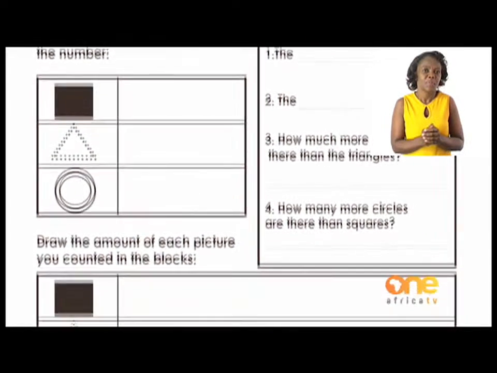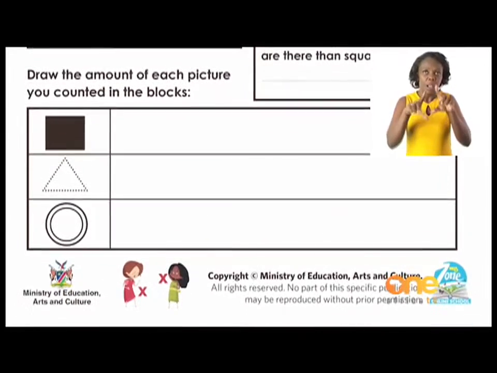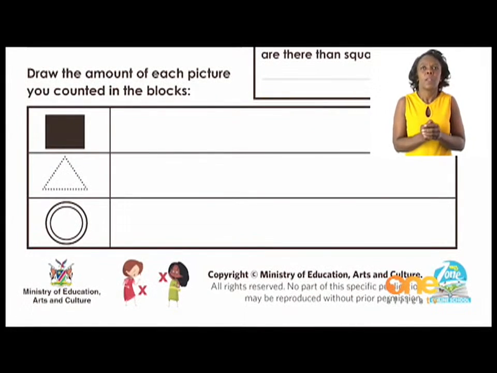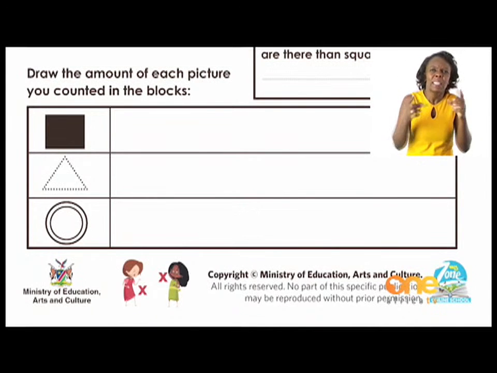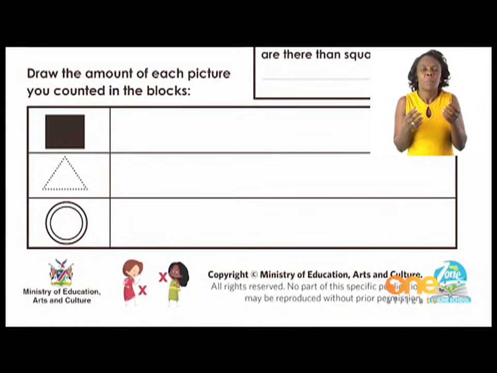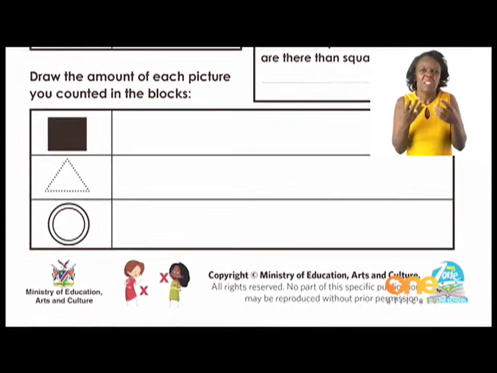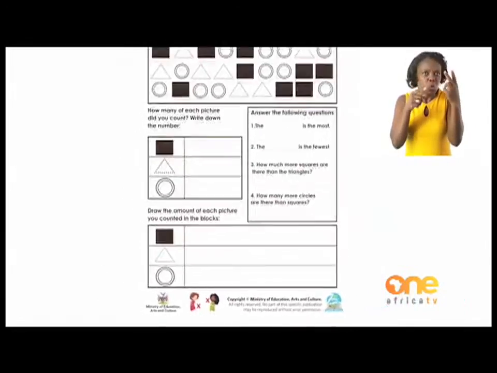And in the last block there, you have to draw the amount of each picture you counted in the block. You draw how many squares did you count? If, for example, you have counted 3 of them, you draw 3 squares. If you have counted 2 triangles, you draw 2 triangles, and you do the same with the squares. You draw the amount of squares that you have counted.